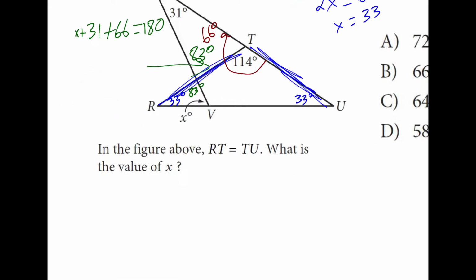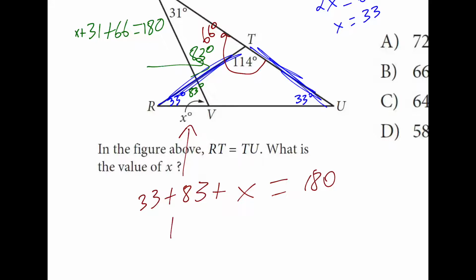So finally, I know that 33 plus 83 plus whatever x is 180. This combines to make 116. If I subtract, I get 64.